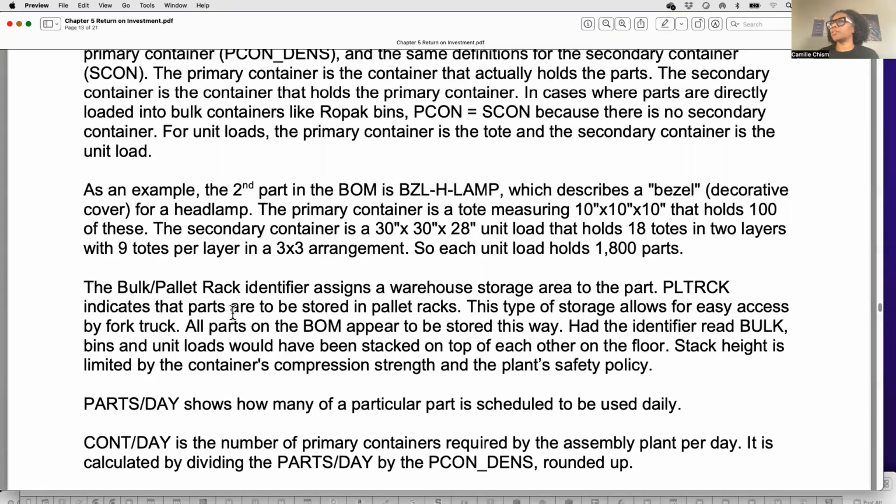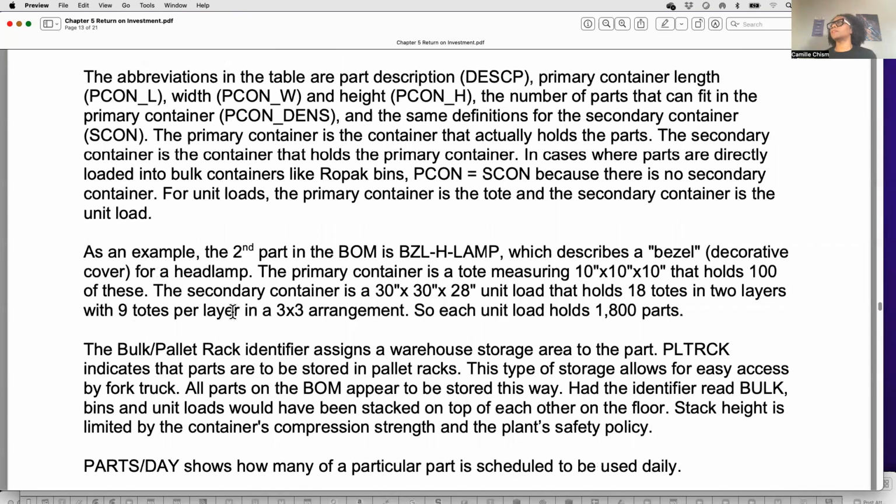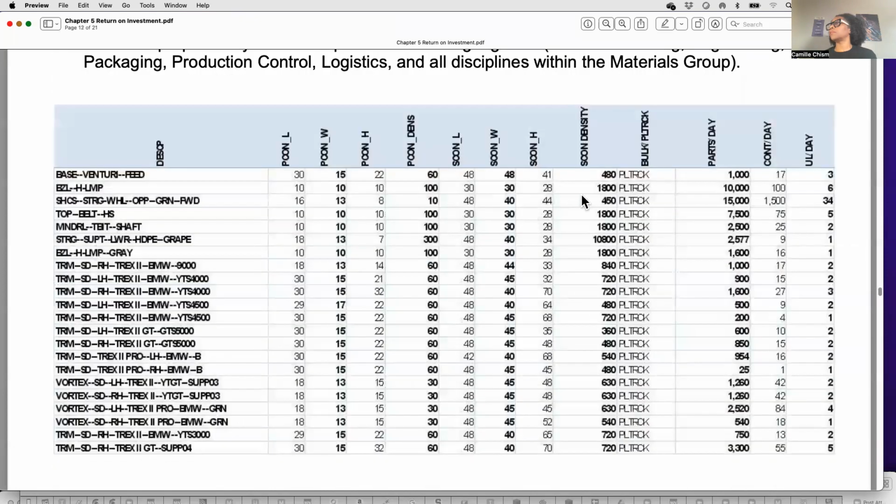So another digression. Again, that pallet rack identifier assigns to the warehouse storage space, and this depends on how your system's set up. The PLT RCK tells you it's a pallet rack. So let's look here. These are all showing you pallet racks, that these all get stored in a pallet rack.